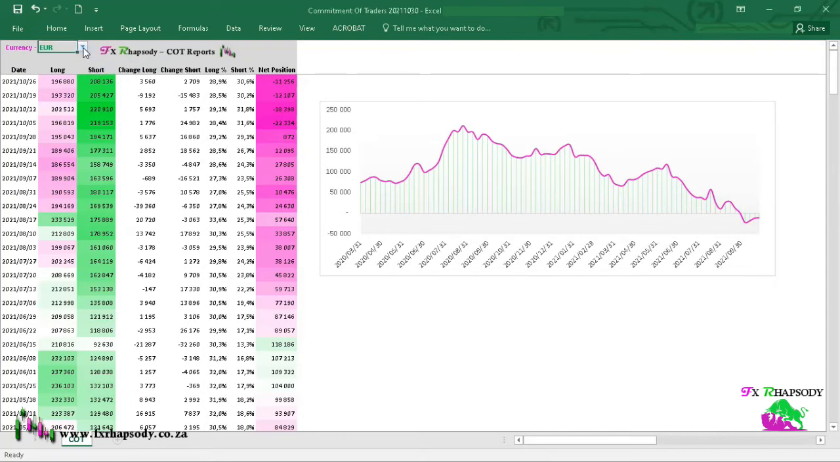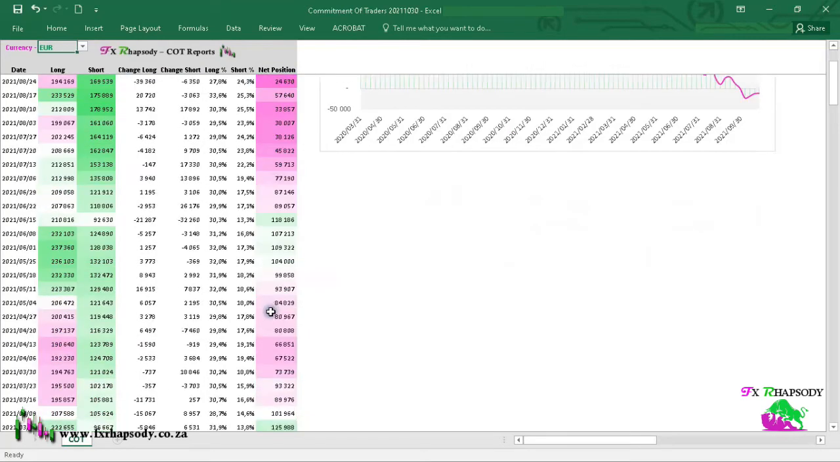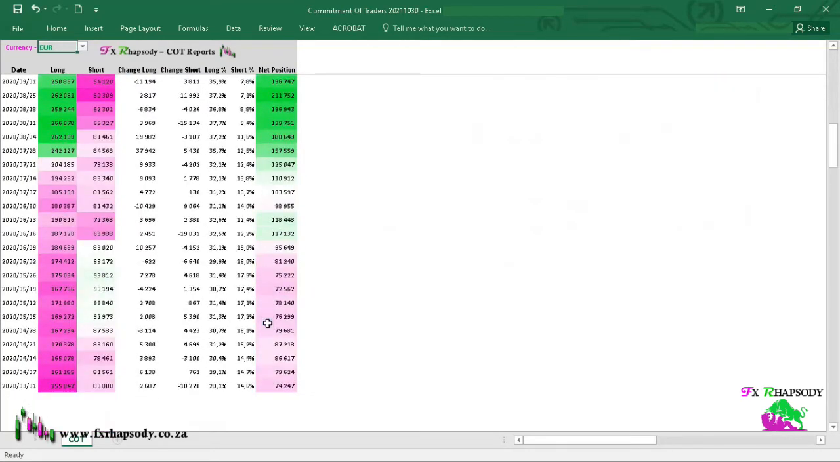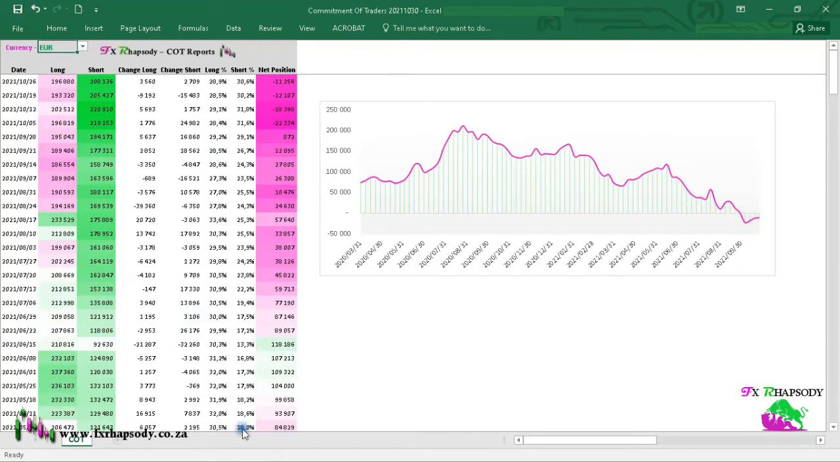You can just select down the drop down. I've got all these currencies in here, so you can select any one of them and it will bring up anything from the newest one all the way down. I think I've got it updated from end of March 2020, so you can see the movement of it. I've also added a simple little chart to the report, just to show you the net position. This is all to do with the net position.